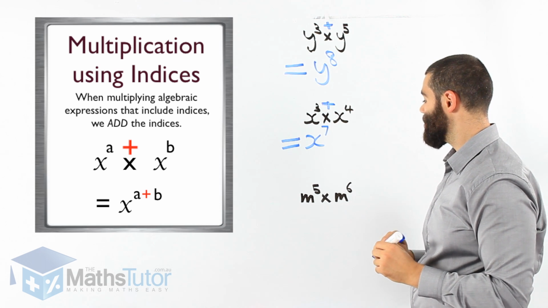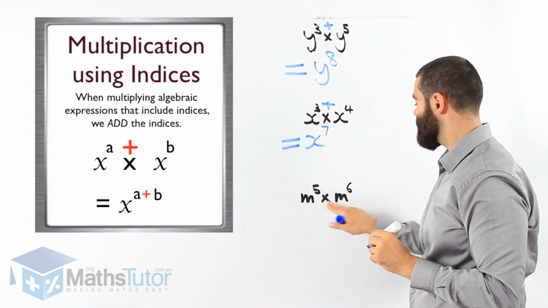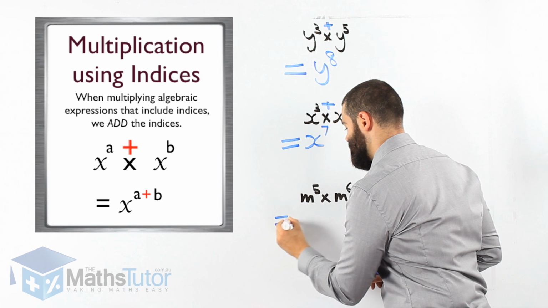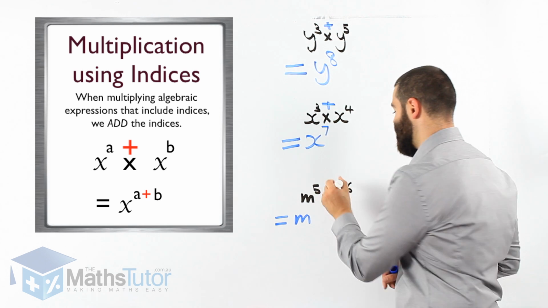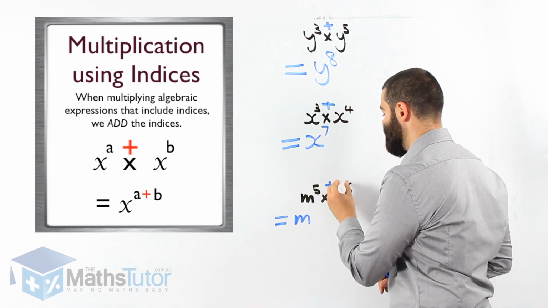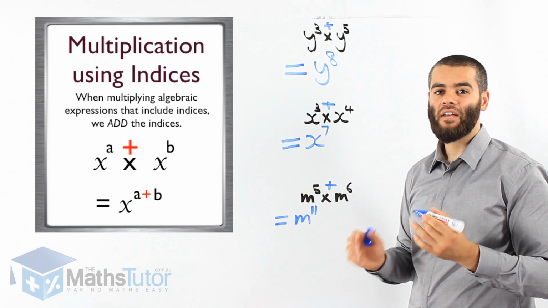Again, m to the power of 5 times m to the power of 6, the same base, m, and we are multiplying, so we add the indices. 5 plus 6, m to the power of 11.